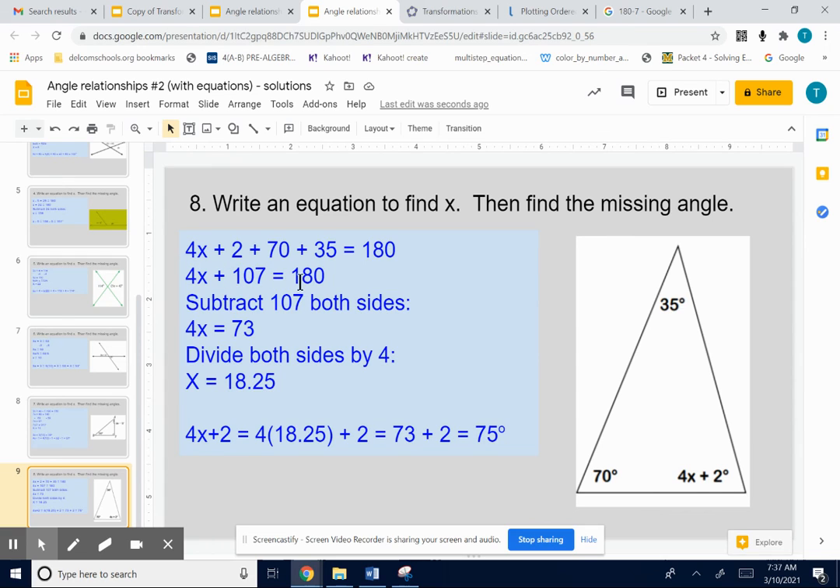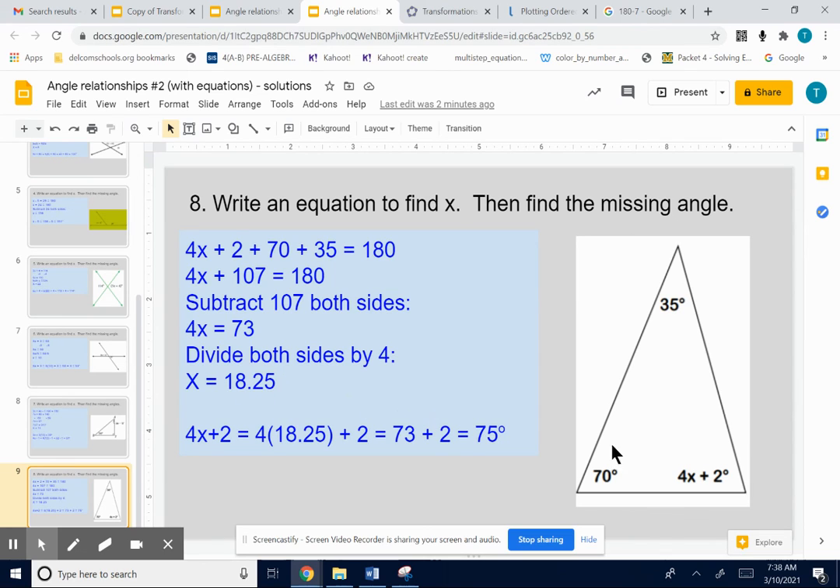We have 4x plus 107 is equal to 180. Subtract 107 from both sides. You end up with 4x is equal to 73. Then divide both sides by 4 to get rid of the multiplied 4. X must equal 18.25. You're using a calculator on these.